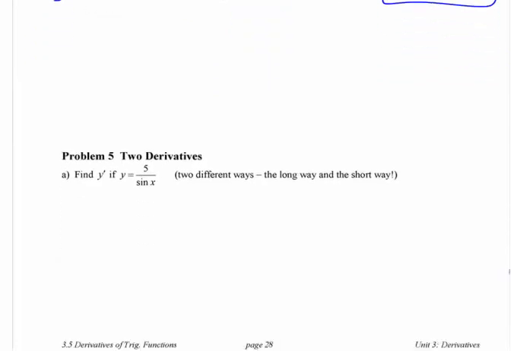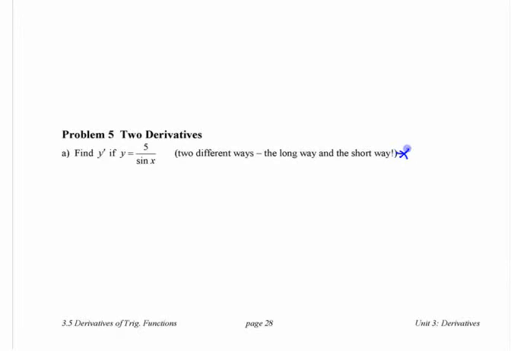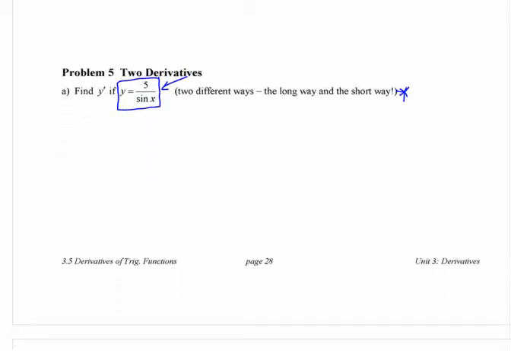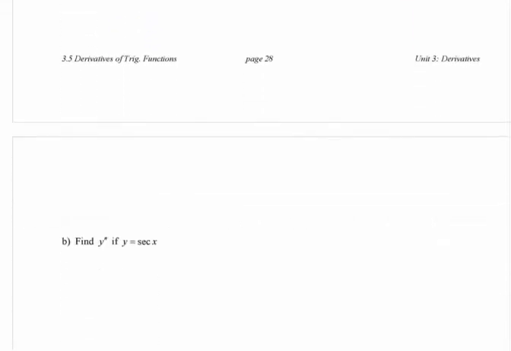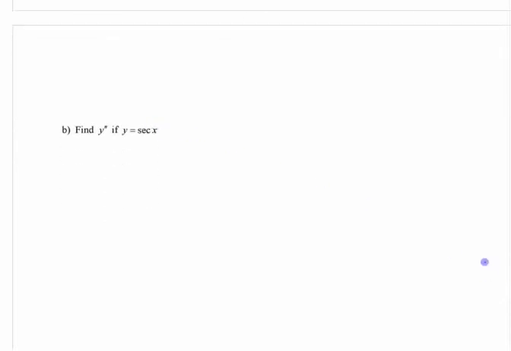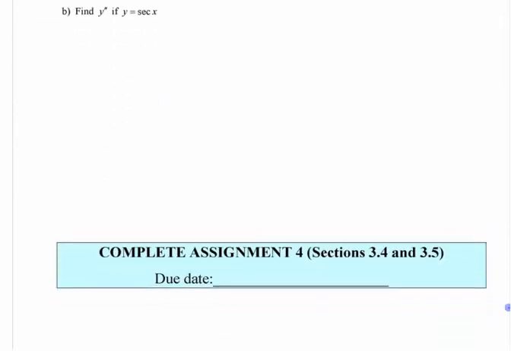And then there's some other ones here. I asked you to do this two ways because the long way is to do that as a quotient. The short way is to change the function first before you find the derivative. 5 divided by sine x, you can write it so that it's not a quotient. It's a lot easier if you can write things not as a quotient. And then finding the second derivative of this. And then we're pretty much done.